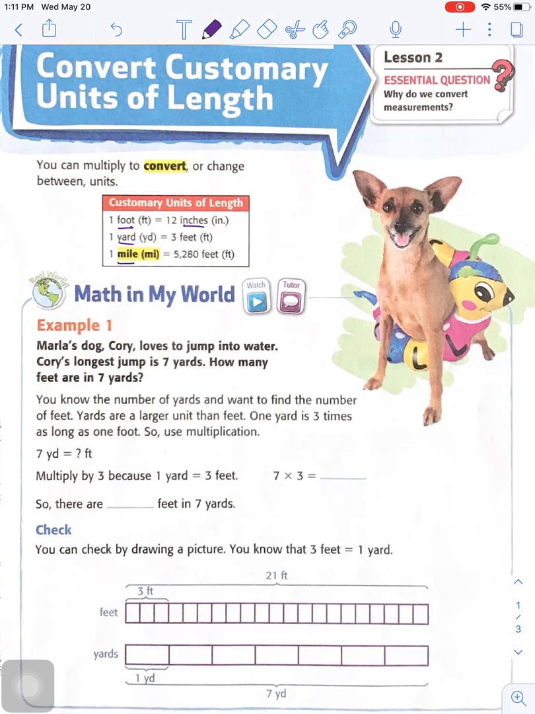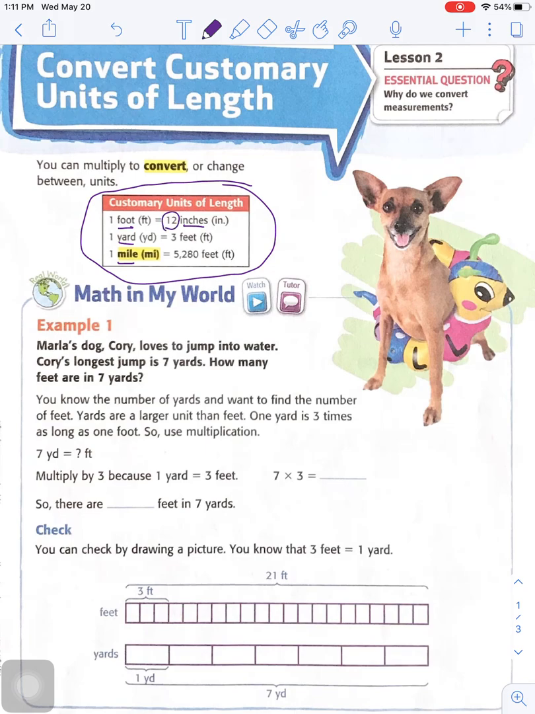That would be different than metric, which most of the world uses, and that would be like centimeters, meters, millimeters, kilometers. And that's easier to convert because they're all base 10. These are a little more difficult because they aren't based on base 10. So you need to know your conversion chart, which is this right here, to be able to convert, which means to change, right? So I need to understand that in 1 foot, there are 12 inches.